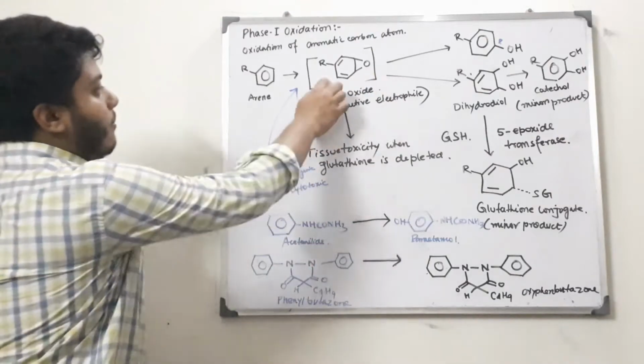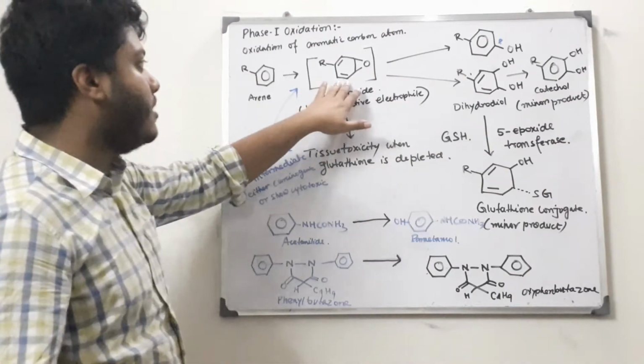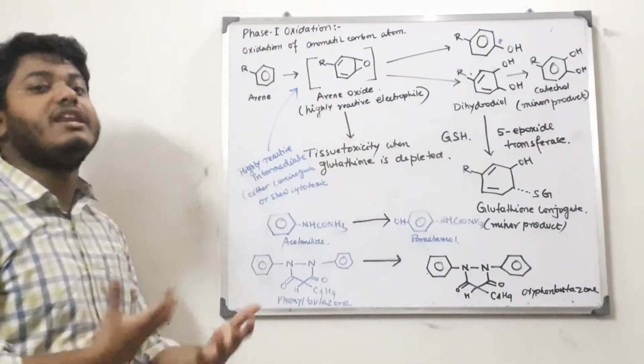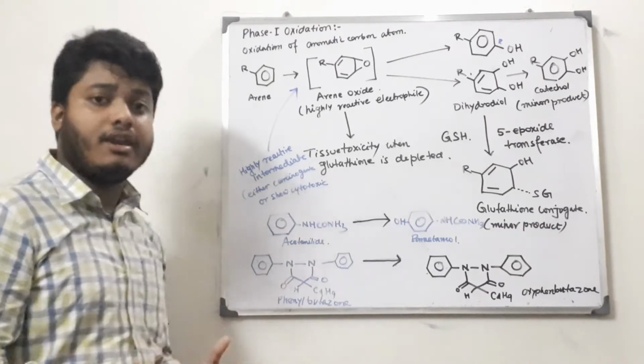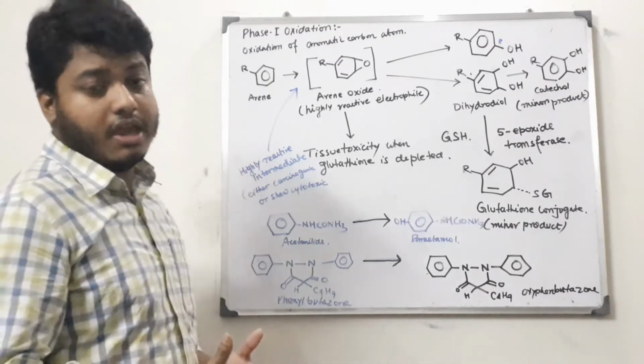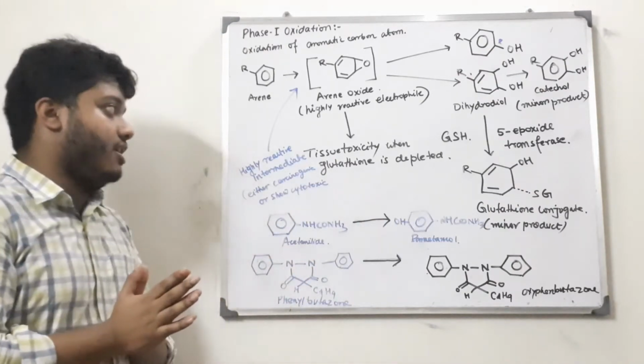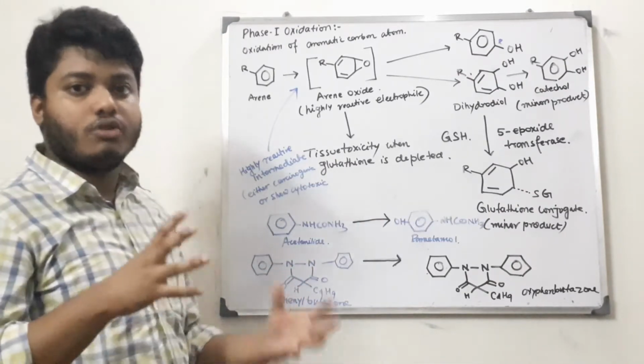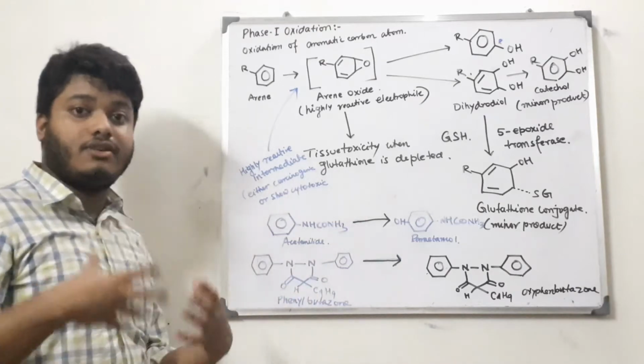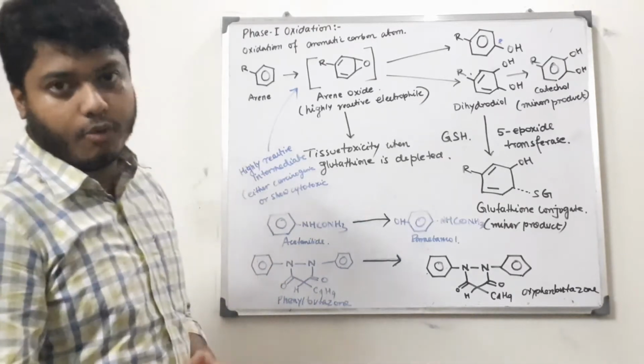When this intermediate is formed, it is highly reactive. You cannot even find it at an analytical concentration, it is so highly reactive. And when this arene oxide forms in the absence of glutathione, which is also known as the natural antioxidant of our body, why?